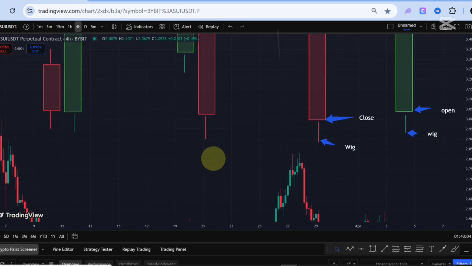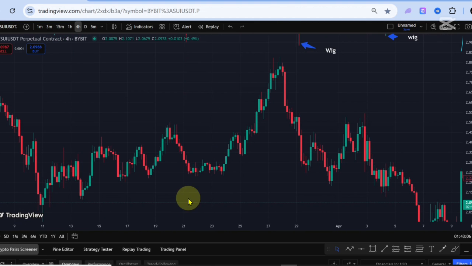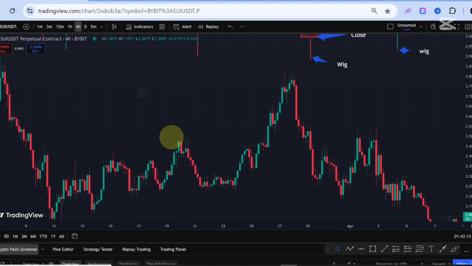Okay, so now let's look into the chart. As you can see, this is a good example right here. Look at this one, bearish engulfing.